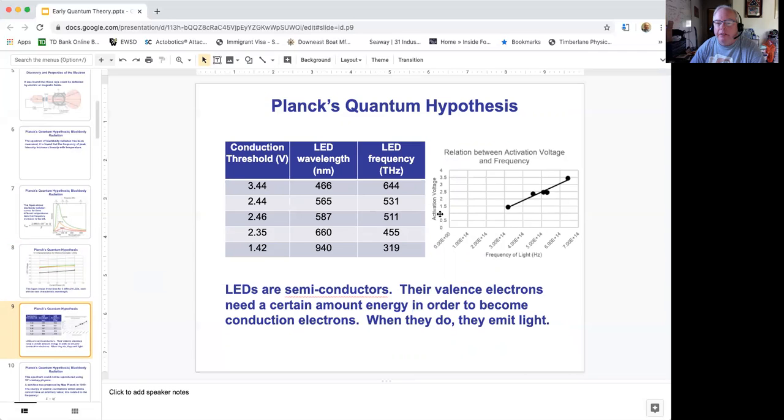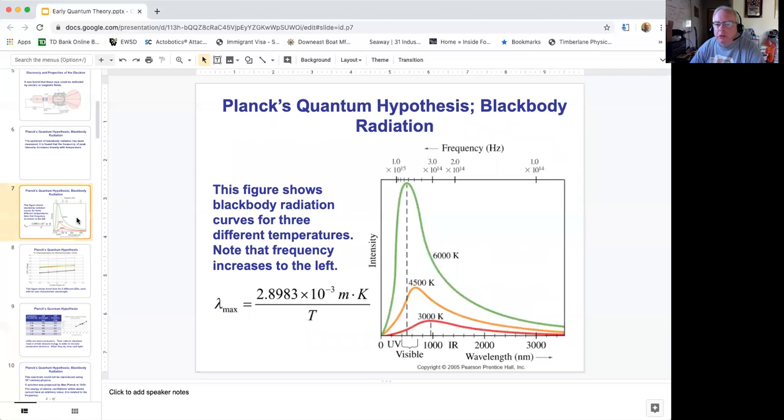And then take a look at not only the wavelength, but the frequency as well. So plotting the activation voltage for these LEDs versus the frequency of light, we actually get almost a straight line, which implies that there's a linear relationship between the energy carried by light and its frequency, which is also backed up by Wien's law. Again, we saw there's an inverse relationship between wavelength and temperature, so there's got to be a direct relationship between frequency and temperature. Wavelength and frequency are inversely dependent on each other.